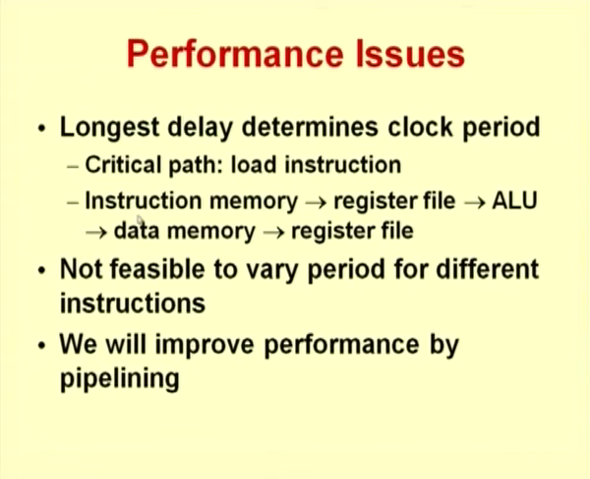So, you can see this is the longest path that we have. We say that this is our critical path, and this critical path is what will determine our clock period. Now, in this kind of architecture that we looked at, we are not looking at the feasibility of varying the period for different instructions. So, we will assume that whatever is the longest delay, if the longest delay was the load instruction, then the load instruction will be looked at as the main factor for determining the clock period.